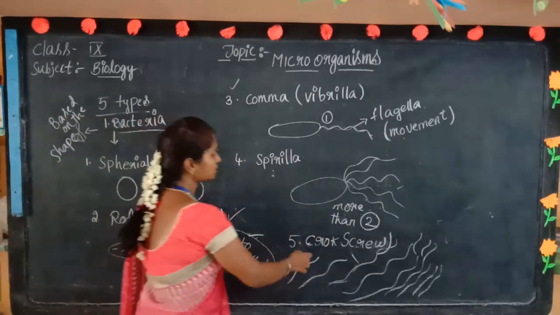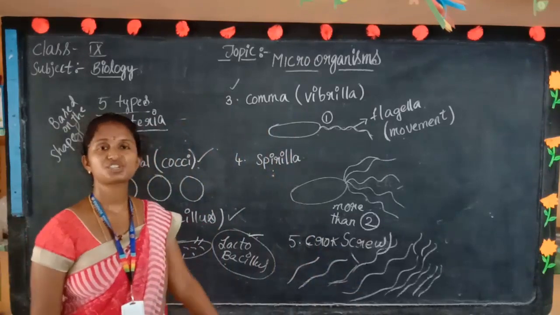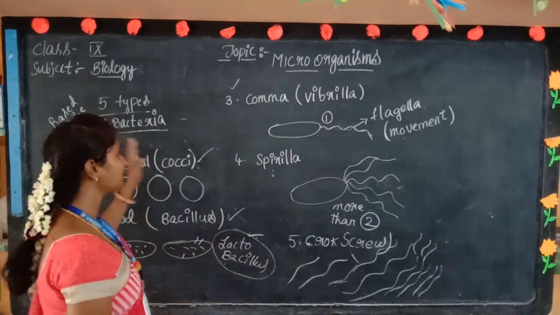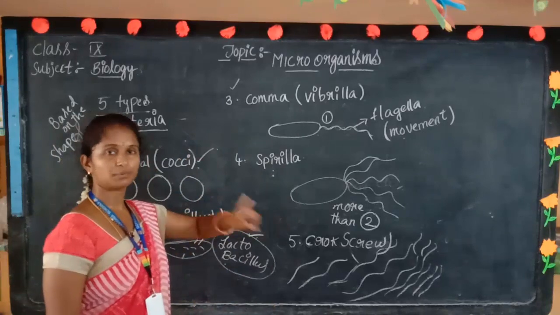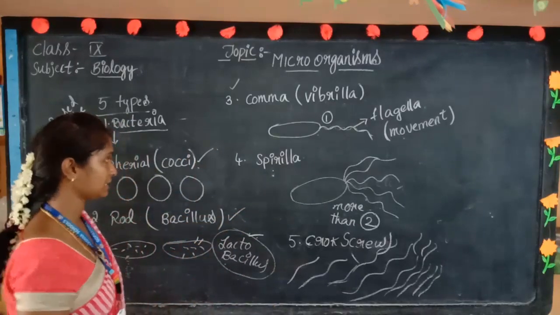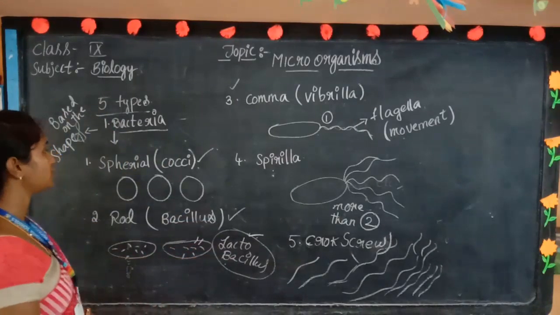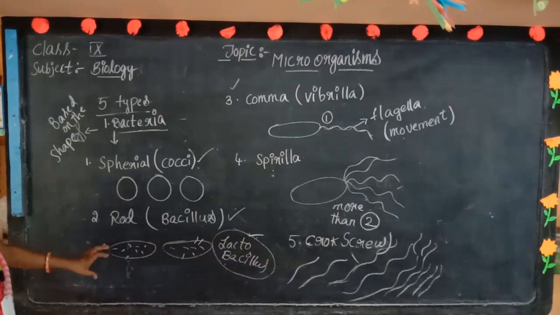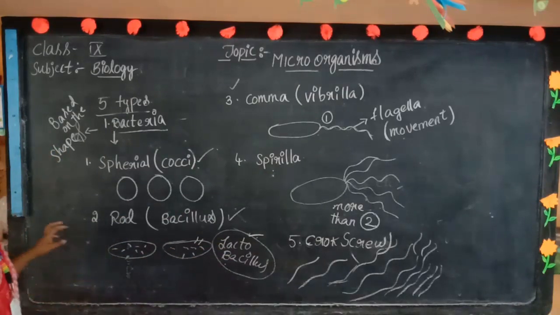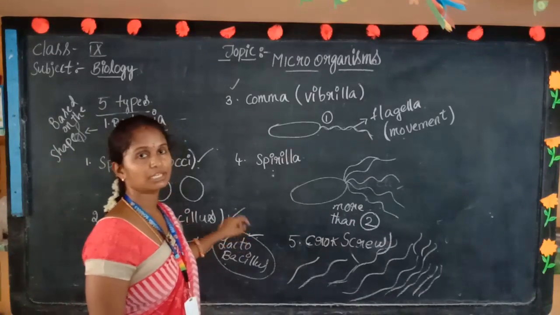Okay. And next, corkscrew. These corkscrew organisms have strings only that float. For them, not any shape, only strings like a thread structure will be present. Yes, this is about the types of bacteria, children, and in the next classes we are going to see more about the lactobacillus bacteria only.